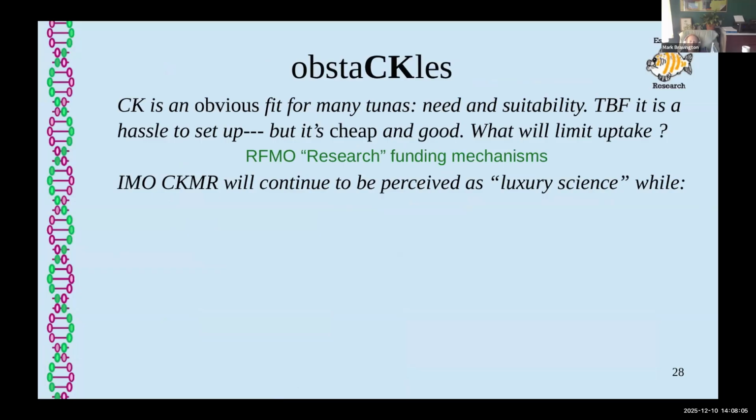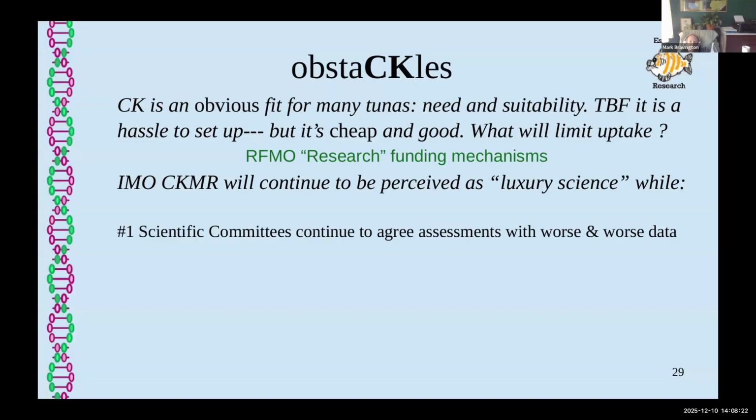Here I sort of go off script a little bit. What's the limitation on uptake? I mean, it's actually quite a cheap technique and it's a good fit for tuna. I think one problem is that close kin will continue to be perceived as luxury science as long as scientific committees keep agreeing assessments, no matter how many caveats they put on it, as long as the assessment comes out despite data getting worse and worse and worse, it doesn't kick the system into action to do anything about it. Caveats don't really make stuff happen.